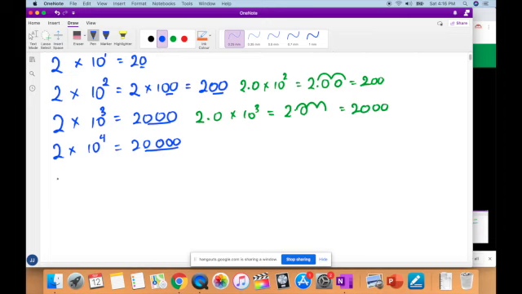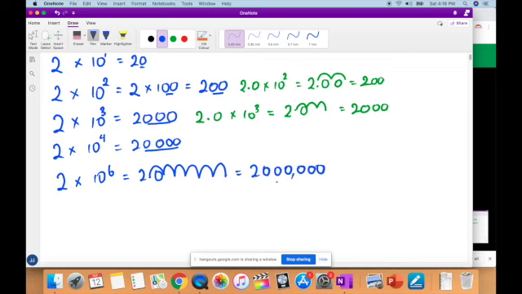So what if I have 2 multiplied by 10 to the 6? What will that give me? How many zeros will it have? 6. How many spaces do I have to move the decimal, please? 6. So 2.0, 1, 2, 3, 4, 5, 6. 2 million.